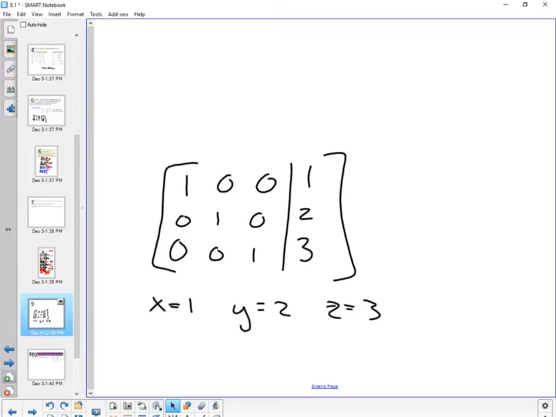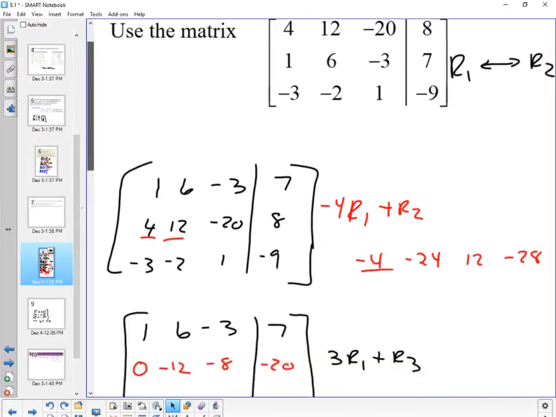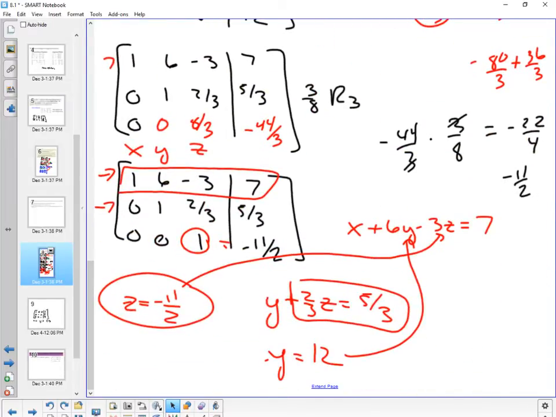How do we do that? Same idea, right? So we were doing this, remember? But with the zeros. Then we would have to go after this 6 and make it a 0. Then I would have to go and make these zeros as well.